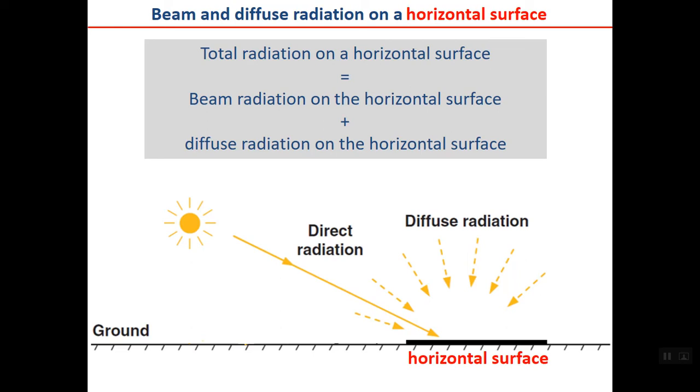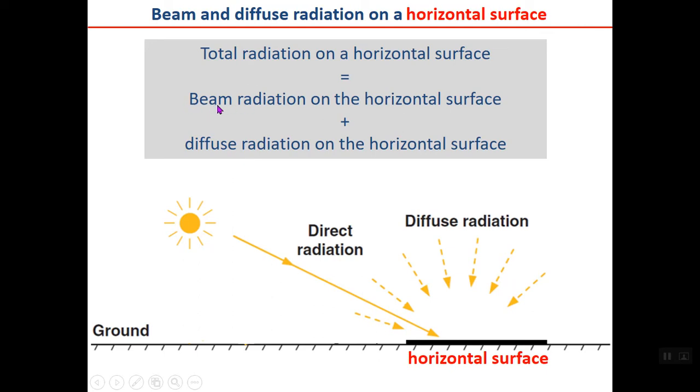there is another parameter also added, but for the horizontal surface, the total radiation is the sum of beam and diffuse, which is equal to direct and diffuse radiation. So, if you have two of these parameters, you can calculate the third. For example, if you have the beam and diffuse radiation on the horizontal surface, simply you can add them to find the total. If you have the total and beam, then you can subtract them and find diffuse. And in the same manner, if you have total and diffuse, then it is simple to find the beam radiation.